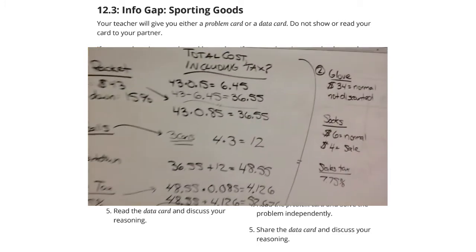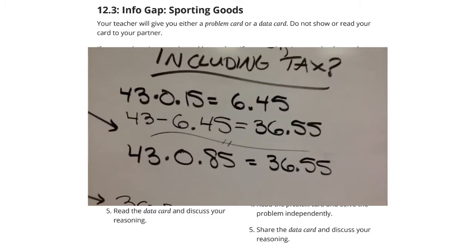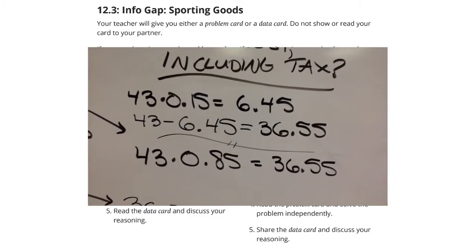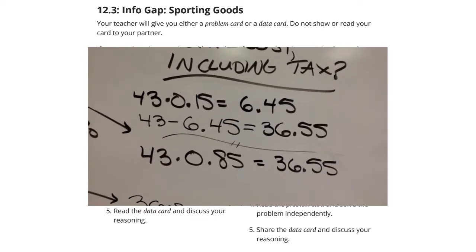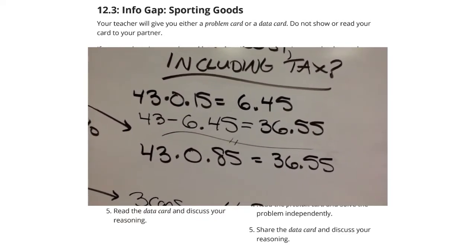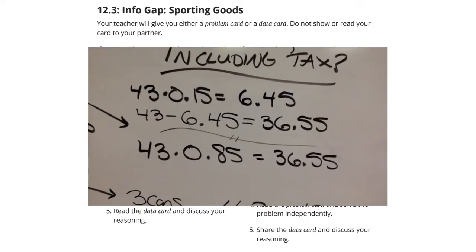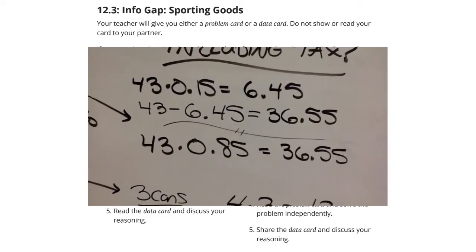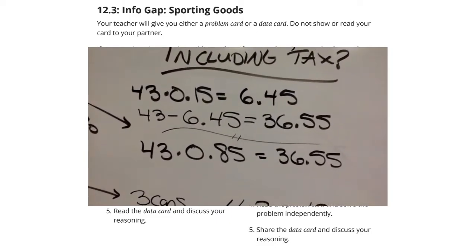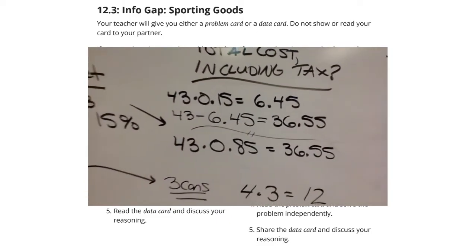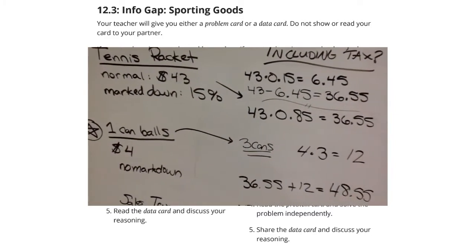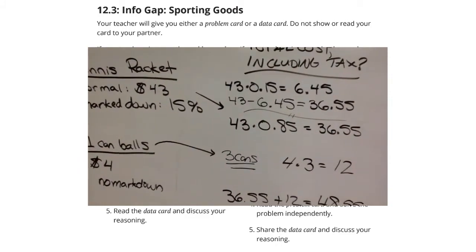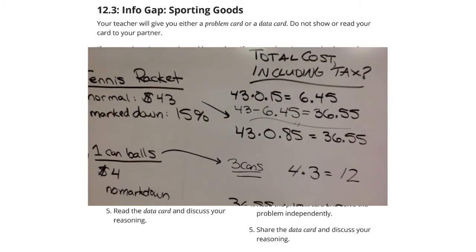And so there's 2 ways of getting to that. We could take the $43 times the 15% as a decimal to get $6.45 and then subtract. Get $36.55. Or you could take the 85% of 43, since 85% is that 15% off, to get $36.55. And so as we continue, if 1 can of tennis balls is $4 and there's no markdown, 3 cans is going to be 4 times 3, or $12.